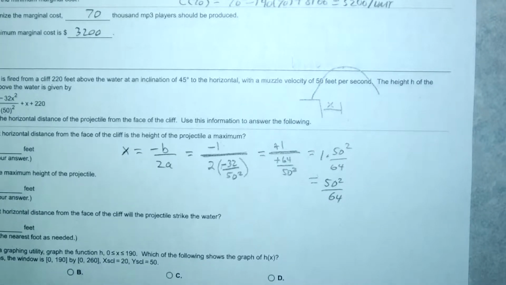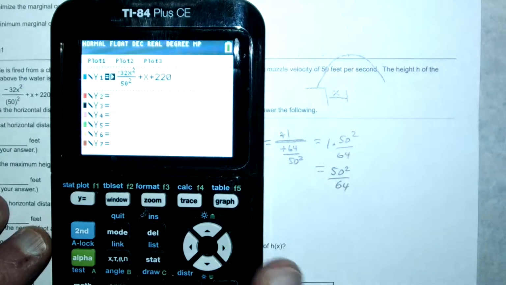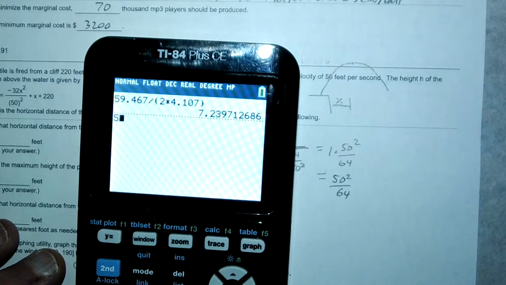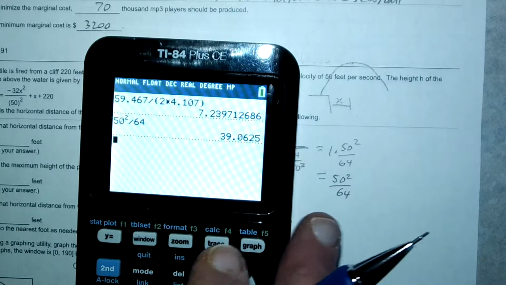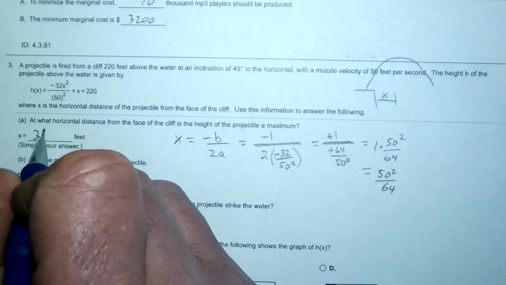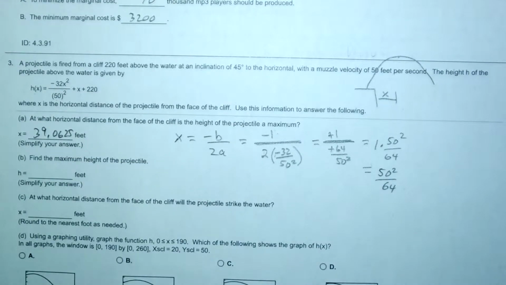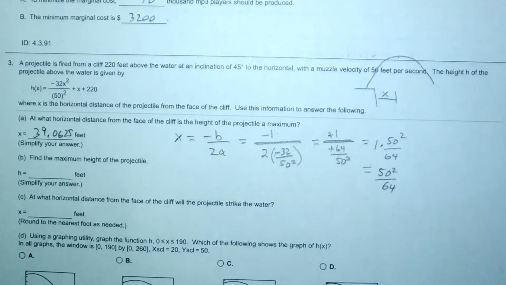Now, I could go ahead and convert that into a decimal number of feet. Let's take a look here. So I have 50 squared divided by 64, and that turns out to be 39.0625 feet away from the edge of the cliff in a horizontal direction, right?